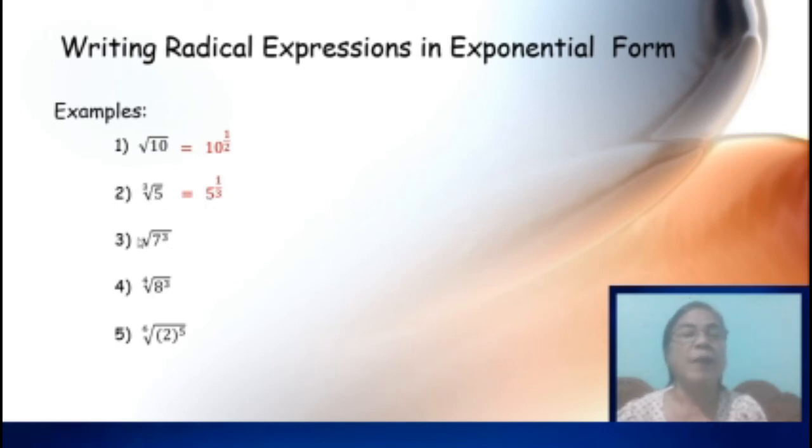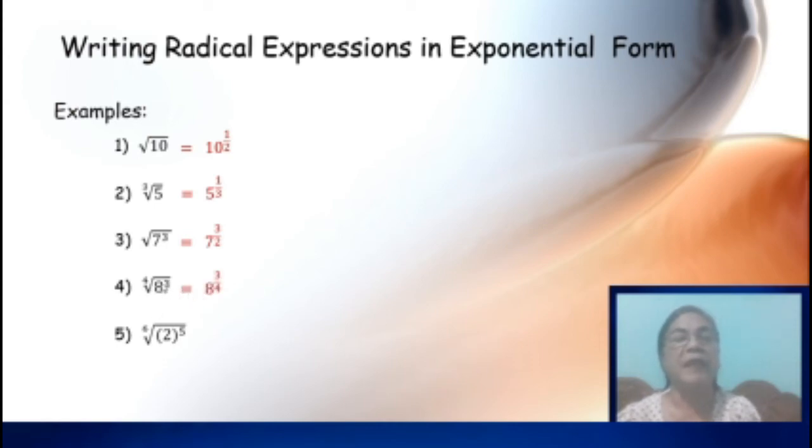Next, what about the square root of 7 raised to the third? That is equal to the radicand 7 to be the base. 3 here, which is the exponent, turned out to be the numerator. And 2 here is the index. Understood that the index is 2. So the denominator.